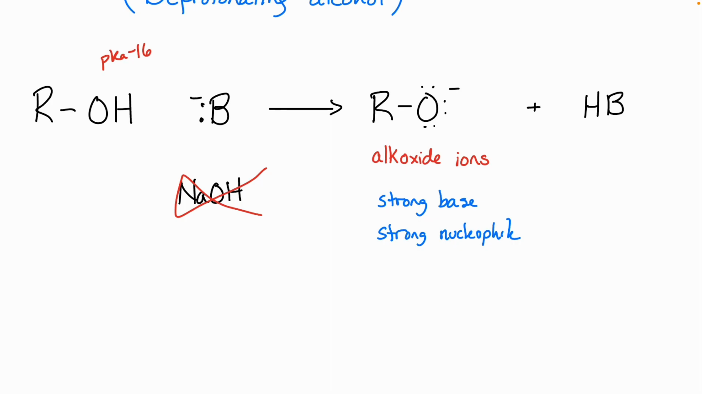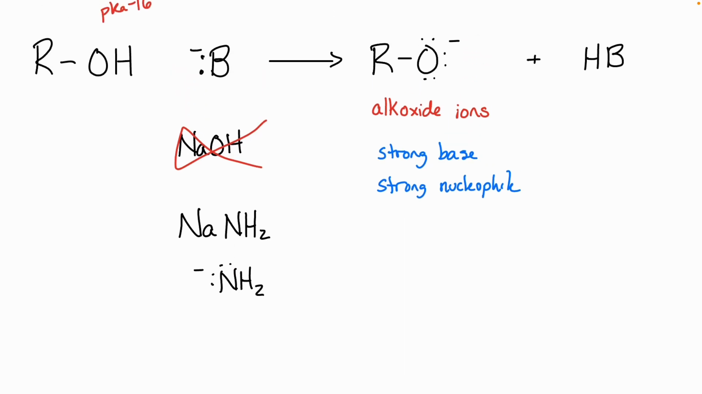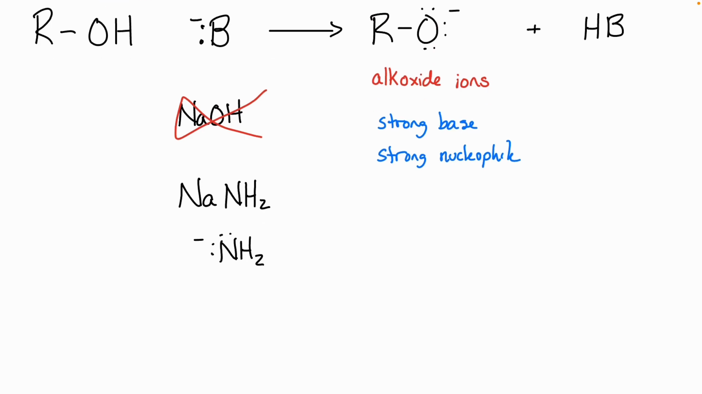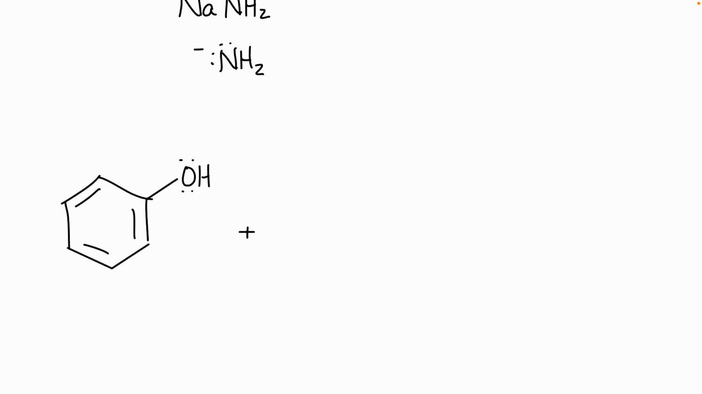Remember, the further we get away from those electronegative fluorines, the stronger our base is. So something like sodium amide, where you have a nitrogen with a negative charge, would be a good base to do that with. Okay, one exception, an alcohol that's actually quite easy to deprotonate. It was one that we introduced last week or 2 weeks ago, I guess. Had a special name associated with it. What's this one? Phenol. So phenol is readily deprotonated with something as simple as sodium hydroxide.